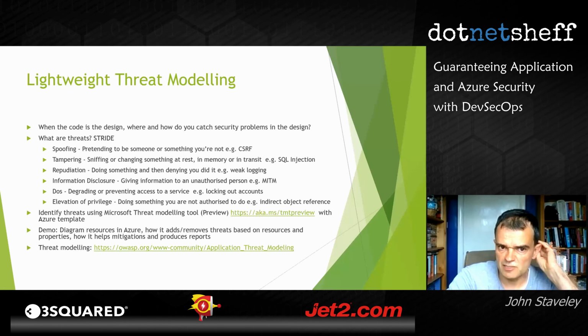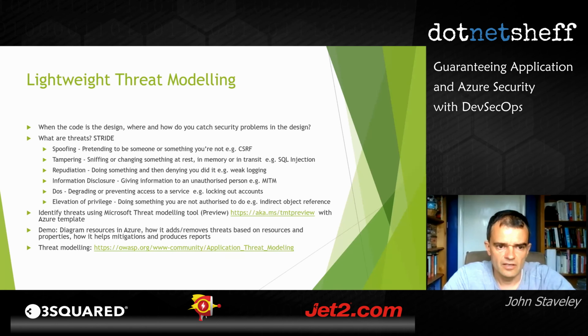Spoofing, that's pretending to be someone or something that you're not, i.e. a cross-site request forgery. Tampering, sniffing or changing something at rest, in memory or in transit, e.g. SQL injection. Repudiation, doing something and denying you did it, e.g. weak logging, if you've got insufficient logging to prove anything happened. Information disclosure, giving information to an unauthorized person, i.e. if you're allowing a man-in-the-middle attack with weak cryptography.